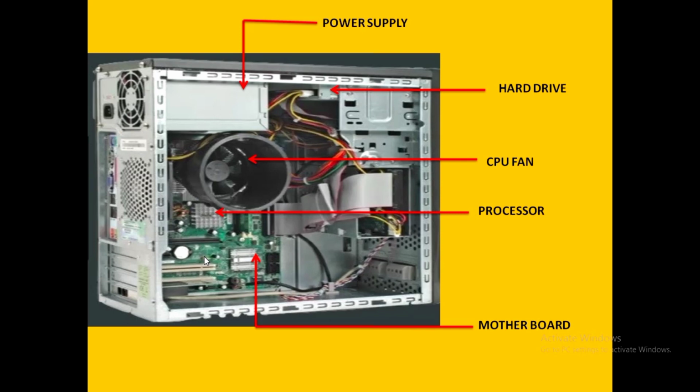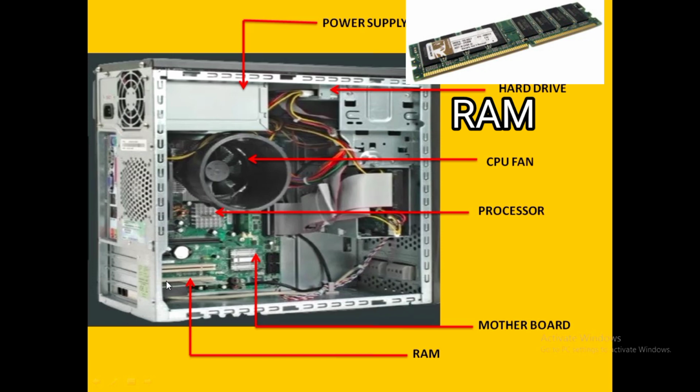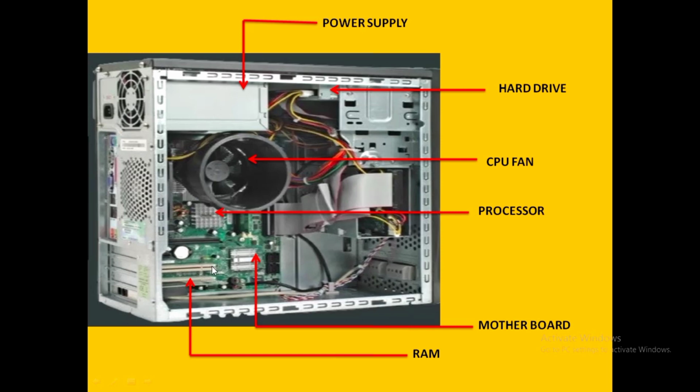All right, and the next part is the RAM. Can you see RAM also? I'll give you the picture on the side. This is the place where we can put the RAM. This is not the RAM, but above this you can see a chip-like thing, and that is the RAM. And what is RAM, students? It is also a memory. It is primary memory, and it is there in the CPU cabinet. So these are some of the main parts inside the CPU cabinet.